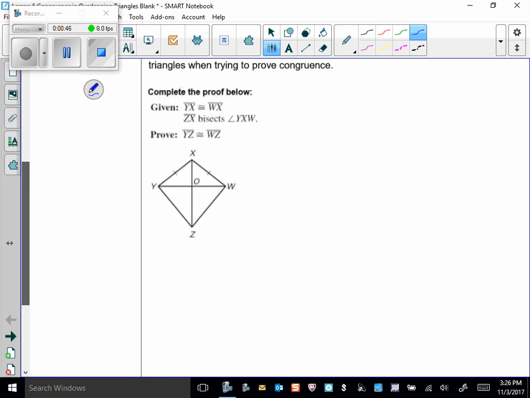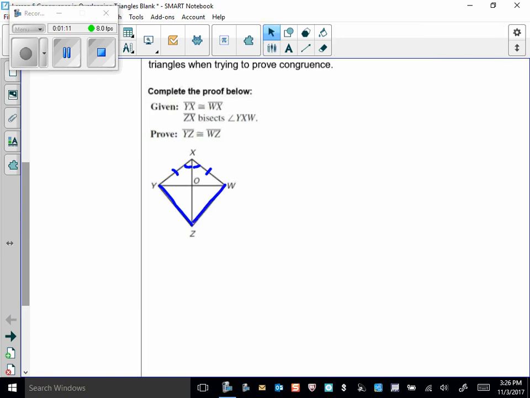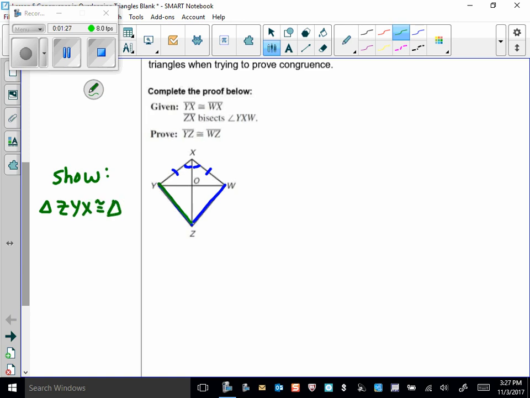Complete this proof. YX is congruent to WX we're given, and ZX bisects angle YXW. So I'm going to mark those two angles right there. And let's see, what am I trying to prove? I'm trying to prove that YZ is congruent to WZ. So it looks like to me, if I could show that triangle ZYX is congruent to triangle, let me draw that in here, ZWX, then YZ and WZ would be corresponding parts of those two triangles.